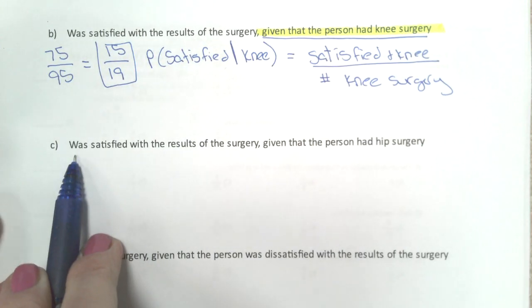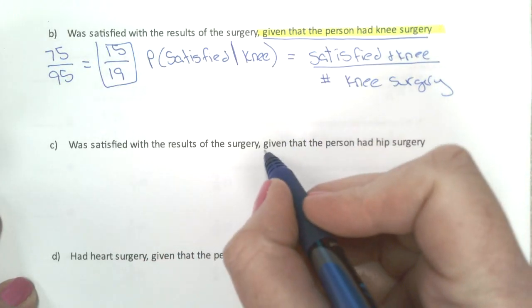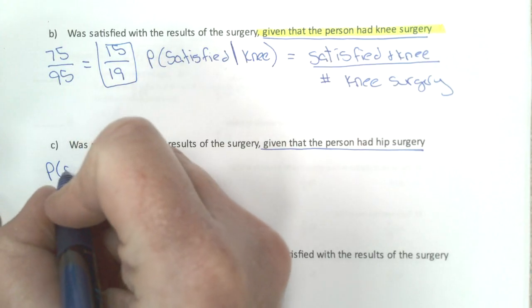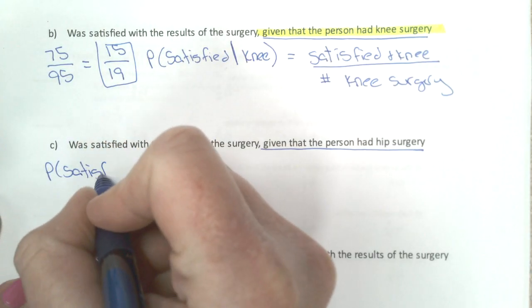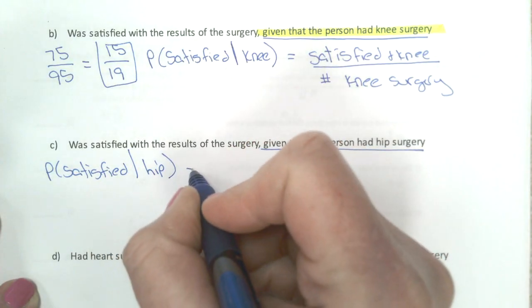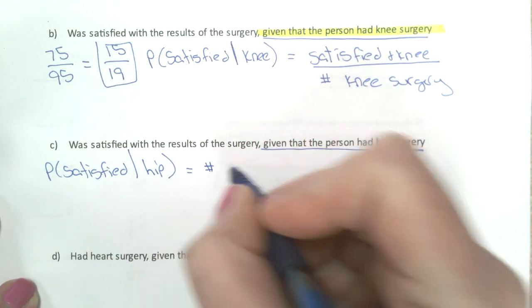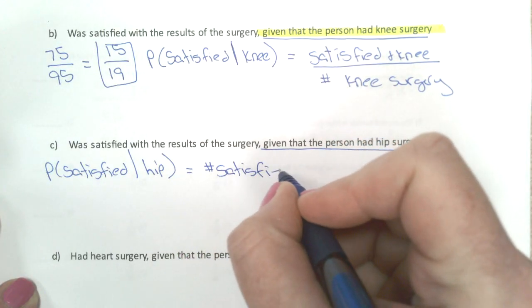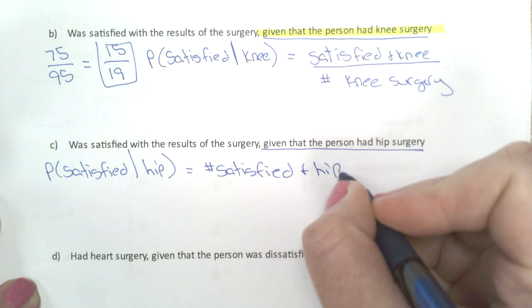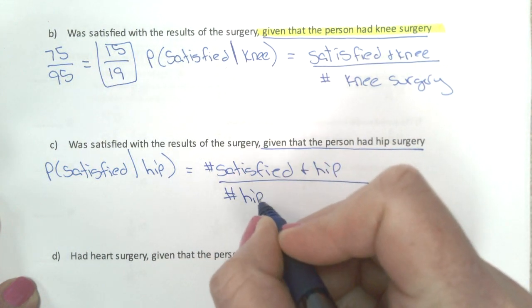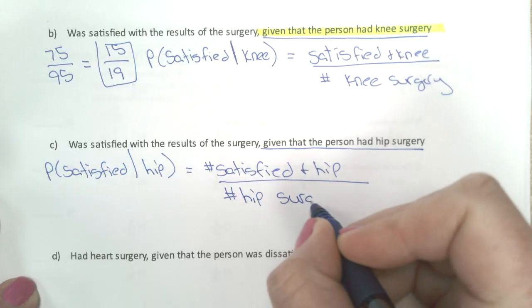C says, what's the probability this person was satisfied with the results given they had hip surgery? Probability that they are satisfied given that they have hip surgery. So the numerator is the intersection of satisfied and hip surgery, and the denominator is the number of people that have hip surgery.